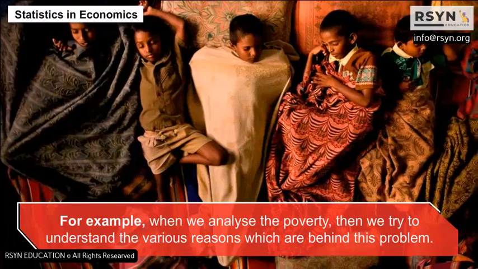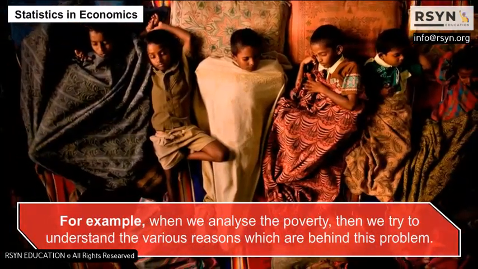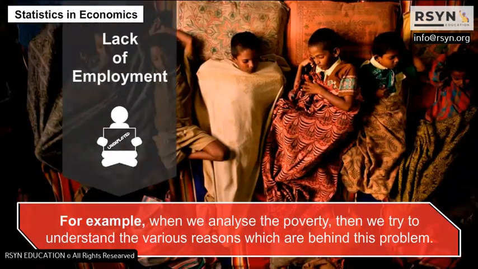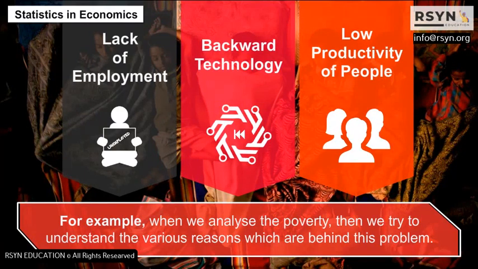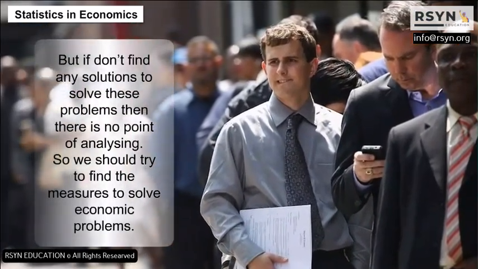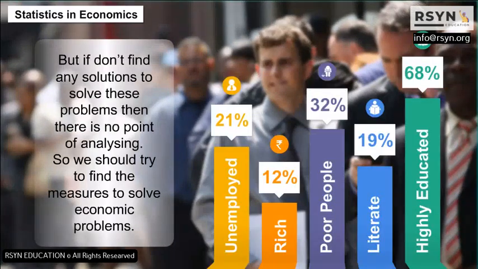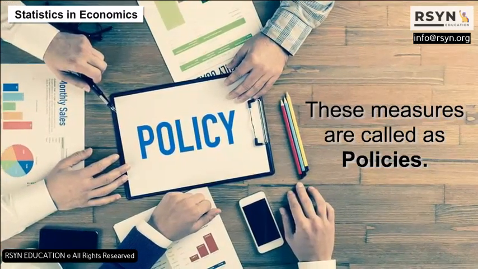For example, when we analyze poverty, we try to understand the various reasons behind this problem, like lack of employment, backward technology, or low productivity of people. But if we don't find any solutions to solve these problems, then there is no point in analyzing. So we should try to find measures to solve economic problems. These measures are called policies.